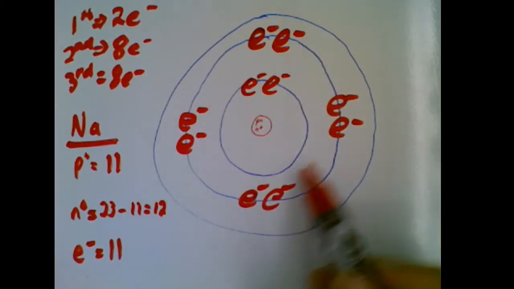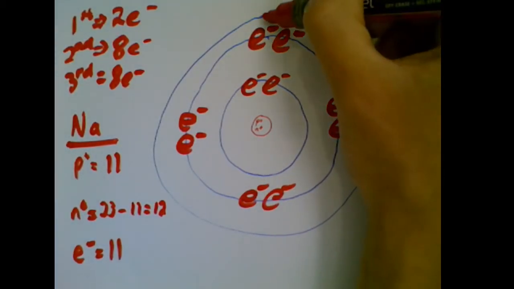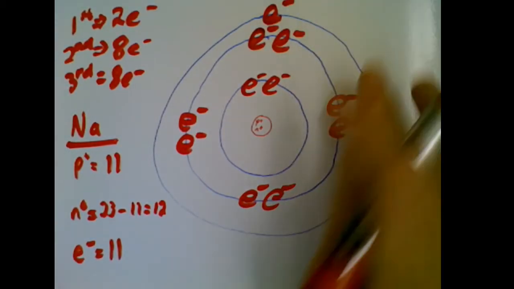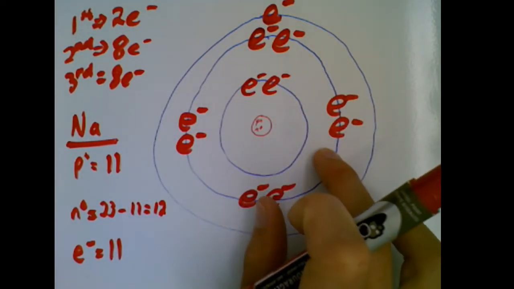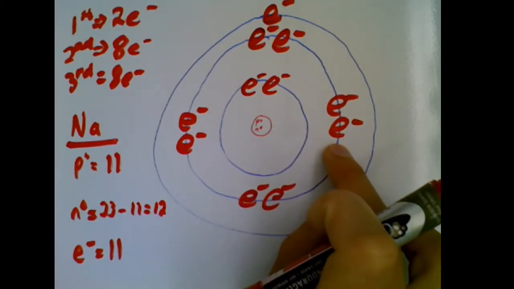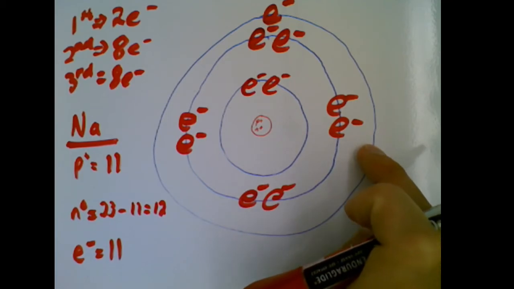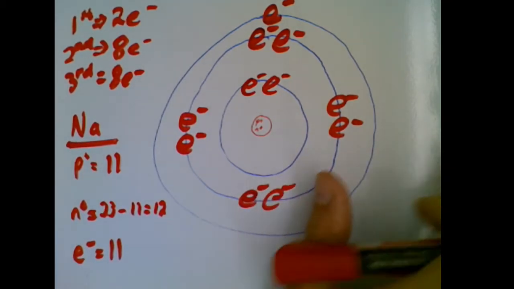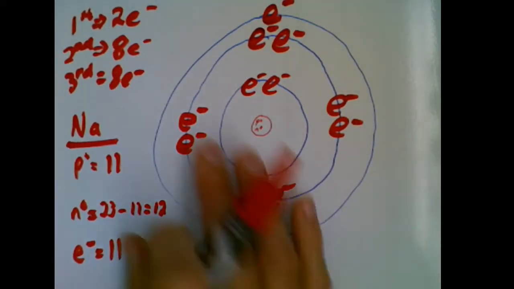And now that this ring is full, I still have 1 electron left. I go out to the next ring. A few rules here. You have to fill up an inside ring before you can move to an outside ring. So the first orbital has to be full before electrons go in the second orbital. Second orbital has to be full before you put electrons in the third orbital. If you wanted to continue, you'd have to fill the third before the fourth before the fifth, and so on.